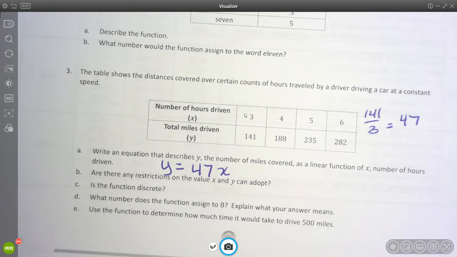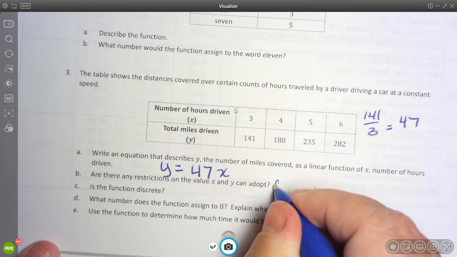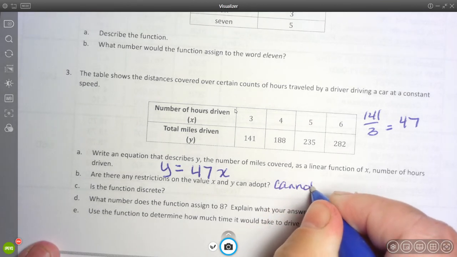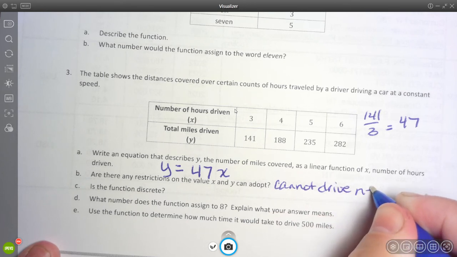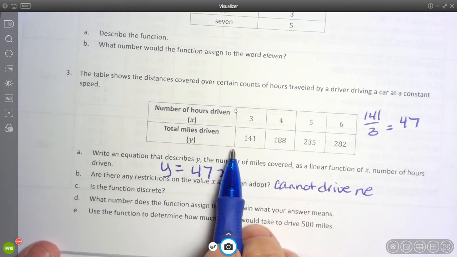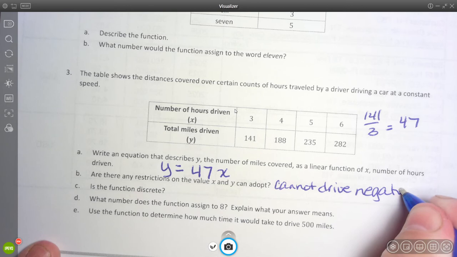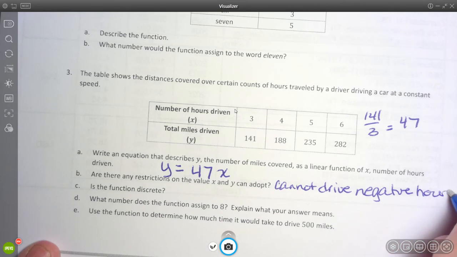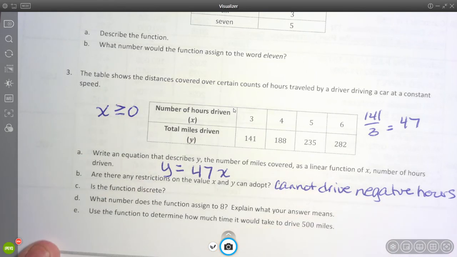Are there any restrictions? Yeah, we cannot drive negative hours. So x is going to have to be 0 or bigger. Negative hours. So x has to be bigger than or equal to 0.